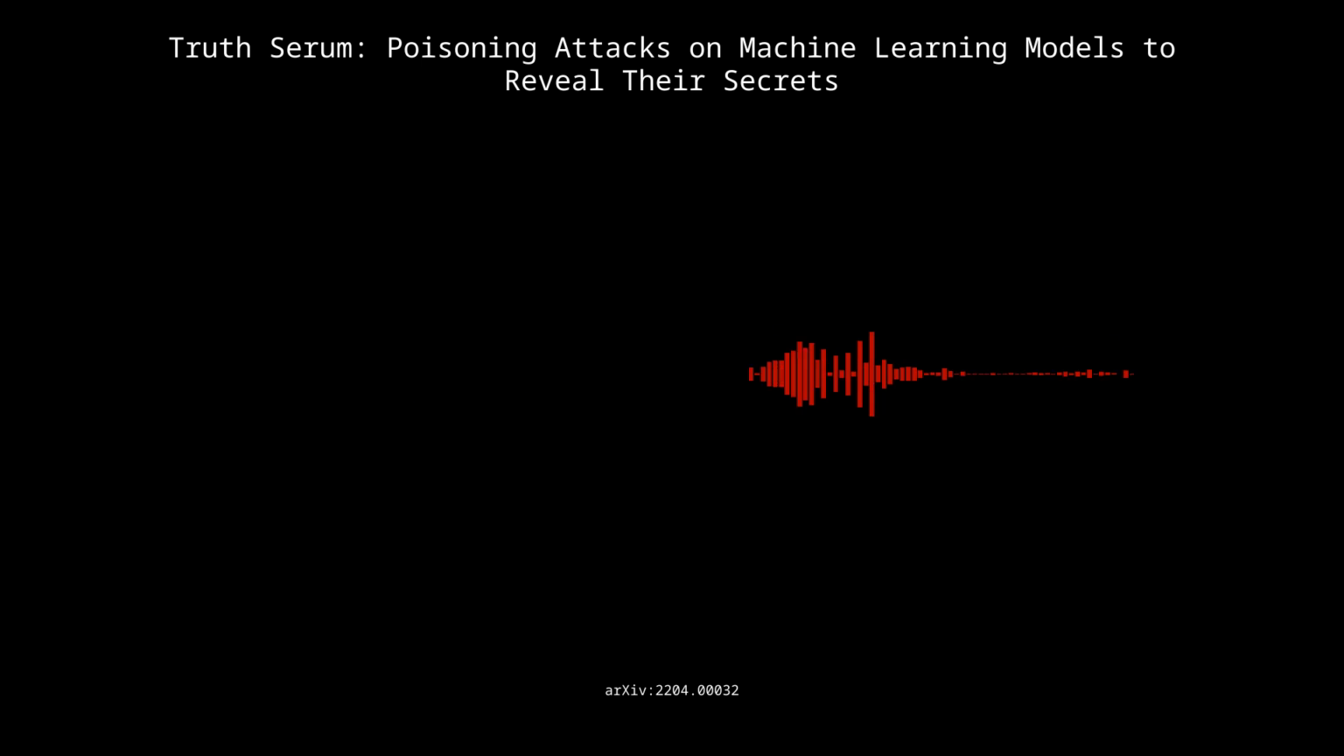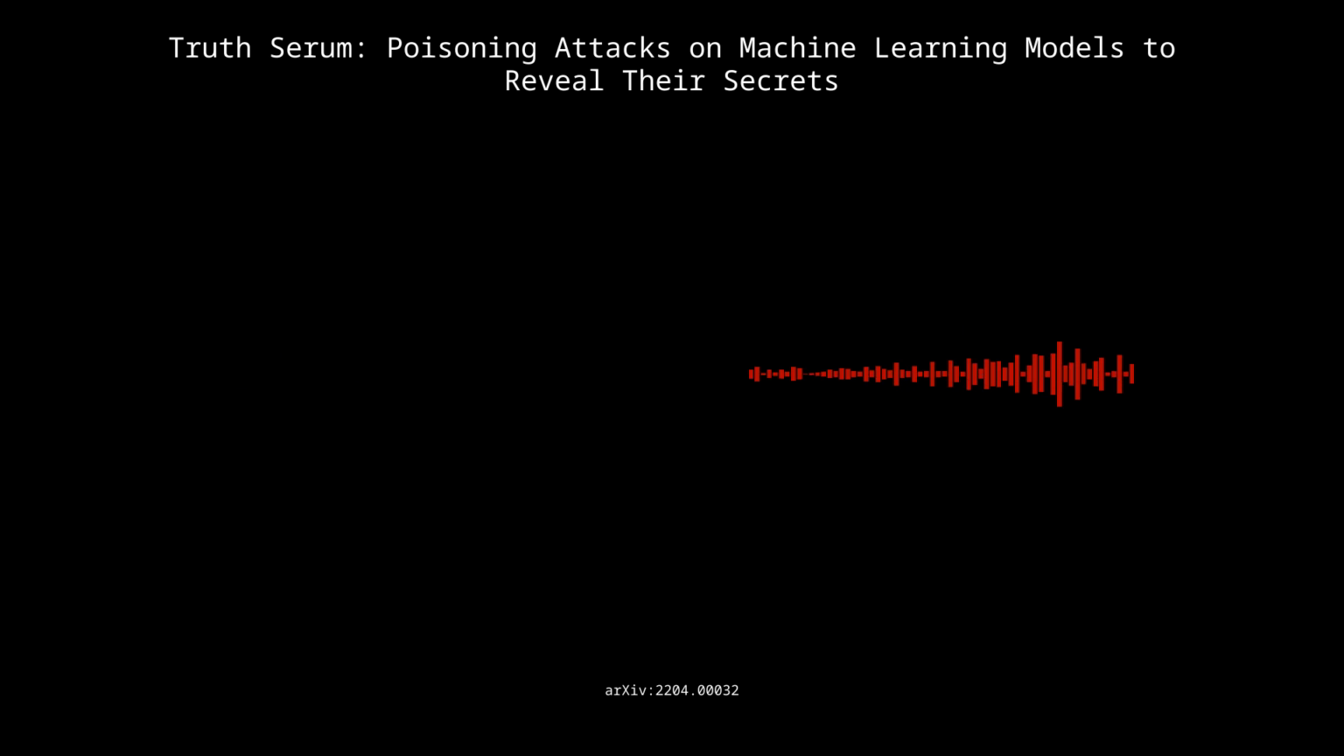Absolutely. We're talking data poisoning attacks, but with a bit of a twist. Instead of just messing with a model's accuracy, these attacks can actually pull out private information straight from the training data. It's a very clever approach. The researchers call it Truth Serum because it forces these seemingly opaque models to give up their secrets. And given your work with sensitive data, I think this vulnerability is something you should be aware of. So how does Truth Serum actually work?